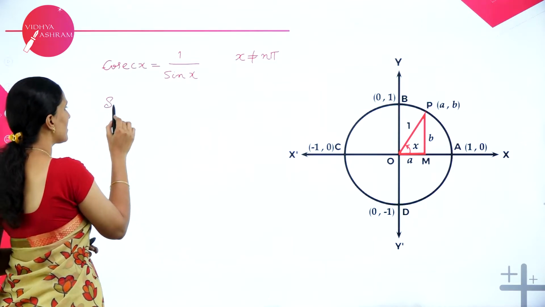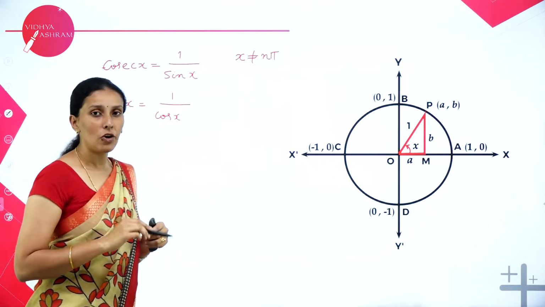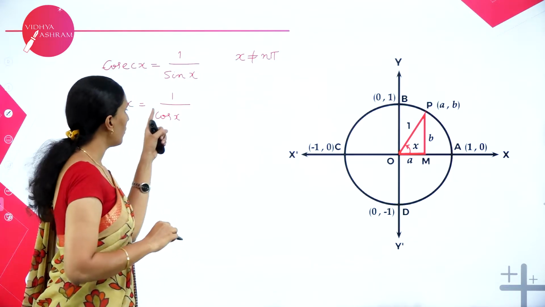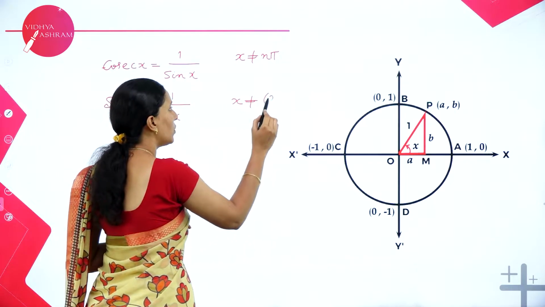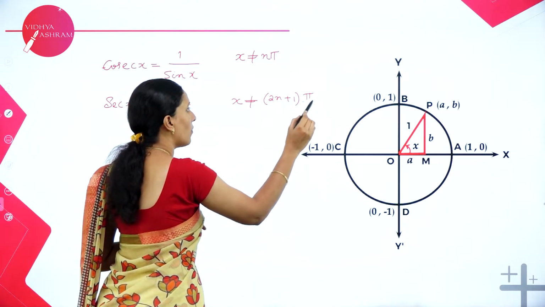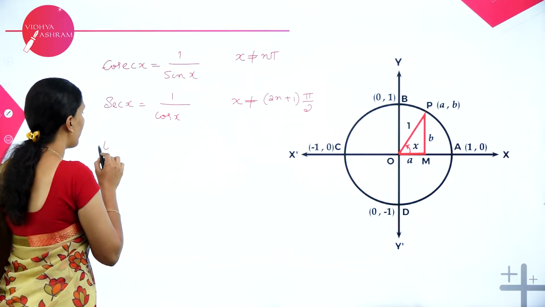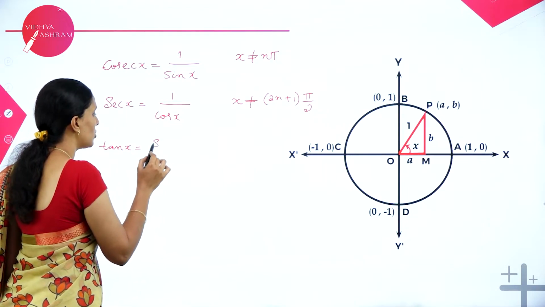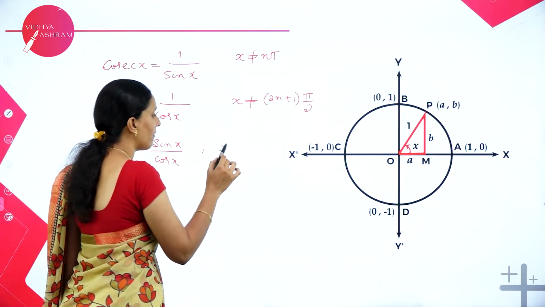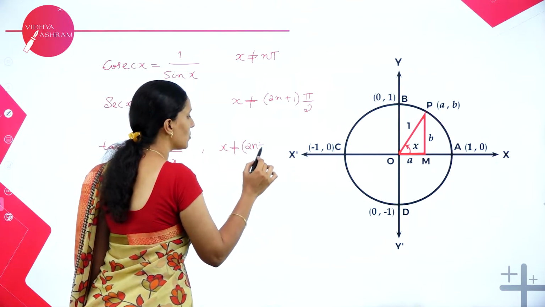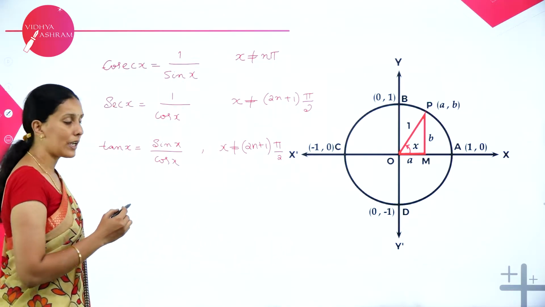Next we have secant x. Secant x is the reciprocal of cos x, and cos x is 0 for odd multiples of pi by 2. So here the denominator cannot be equal to 0. Hence x cannot take the values (2n plus 1) pi by 2, because for those values the cos function becomes 0. Next we can define the tan function. We know that tan is the ratio of the sine function over the cos function. Hence tan cannot take the value of odd multiples of pi by 2, because for those values the denominator, the cos, gets 0.